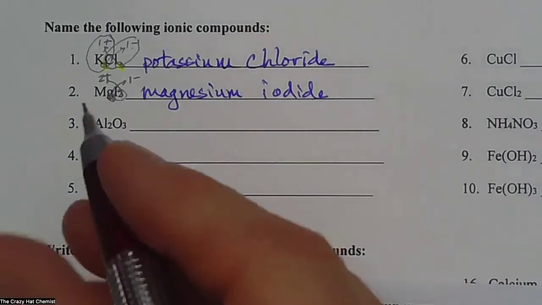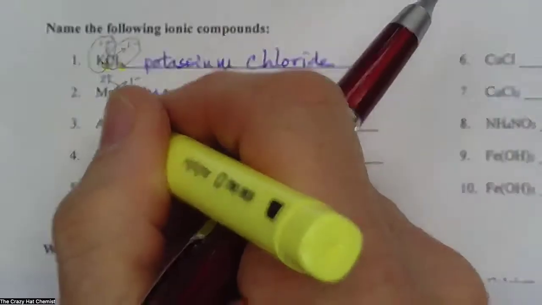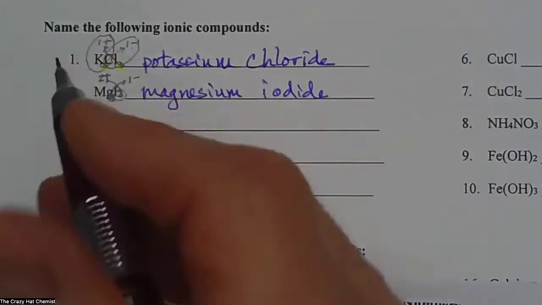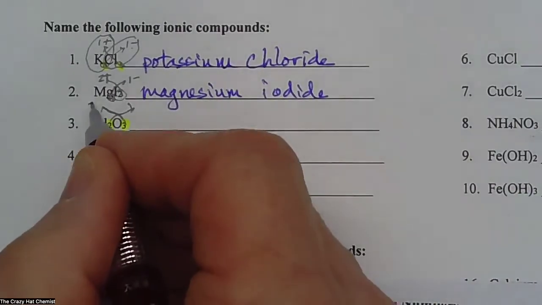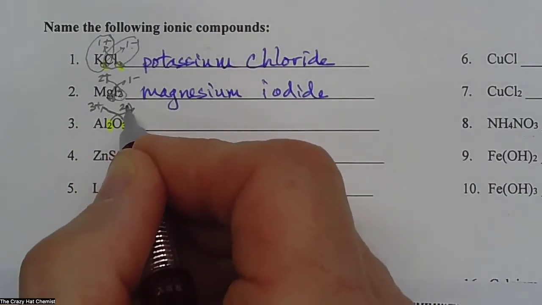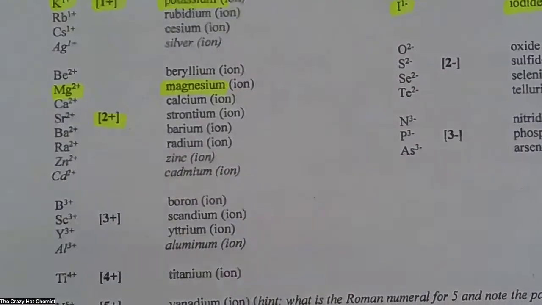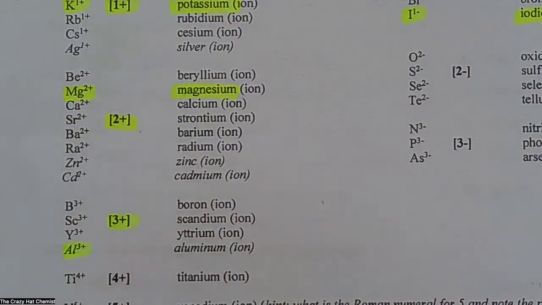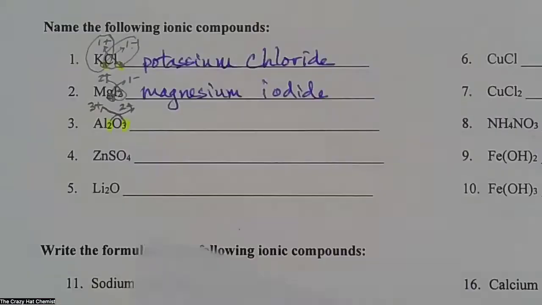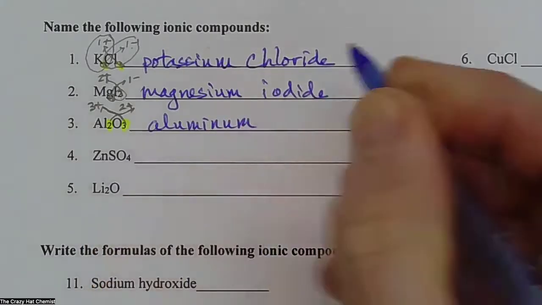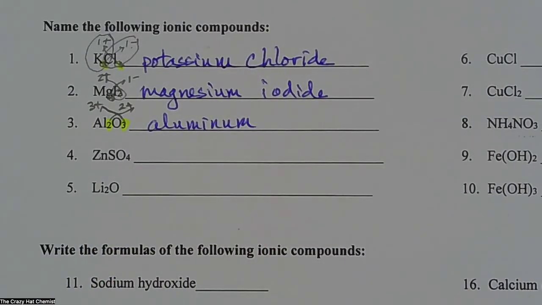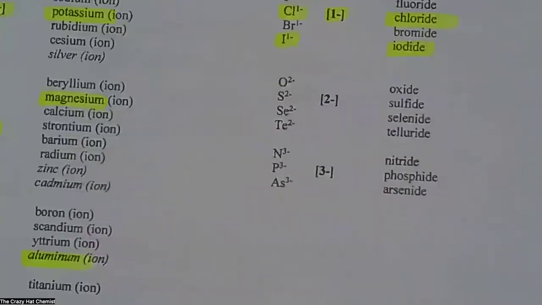All right, let's go for another one here. And I'm going to highlight this number and that number. I'm going to take those two numbers, flip and bring them up. That gives me this Al as a 3 plus, that O as a 2 minus. I'm going to look in the 3 plus category for the Al 3 plus. That is aluminum. I'm going to write down that word aluminum. And then I need to find in the 2 minus category the element with an O.